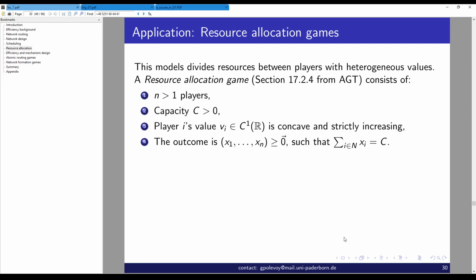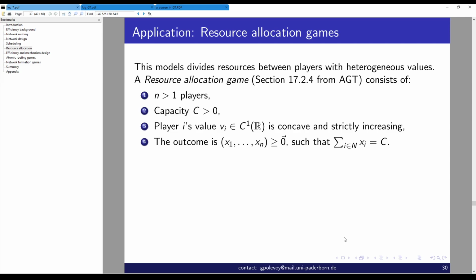And the resource allocation game, for example, can model bandwidth division, division of electric current, electric power, or something. Whenever you have some capacities which need to be used and which do have a finite value, they can be modeled by this resource allocation game.